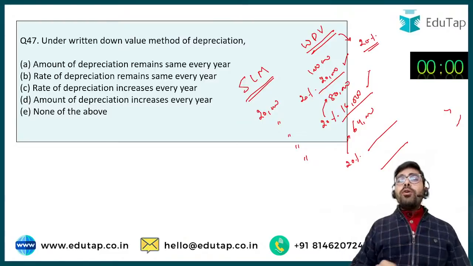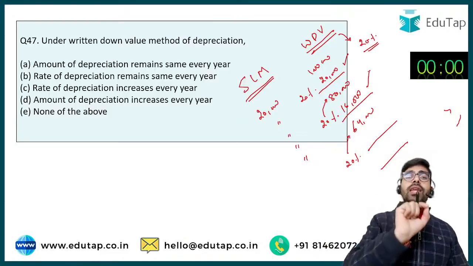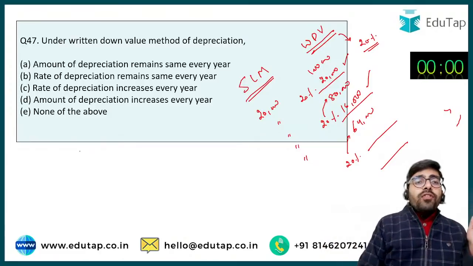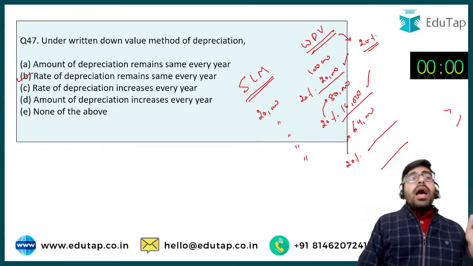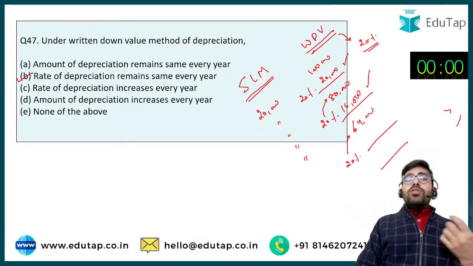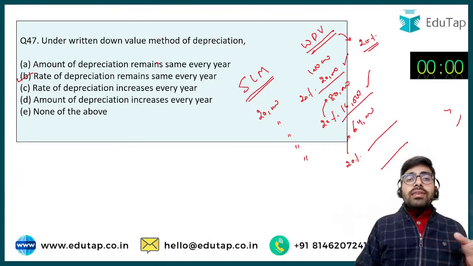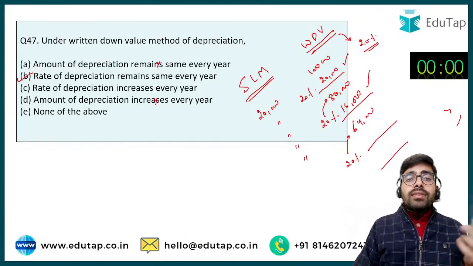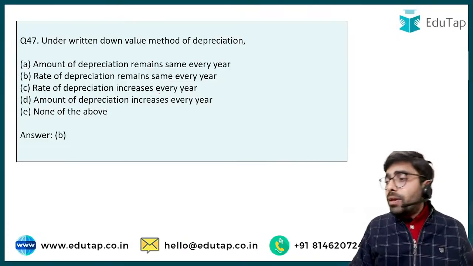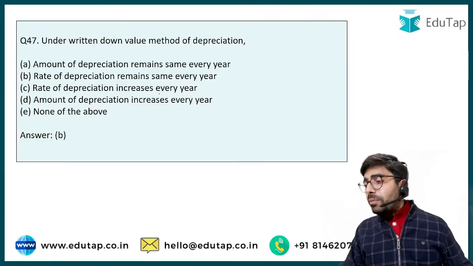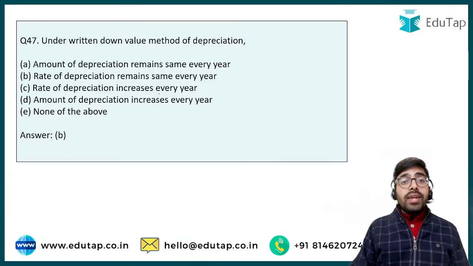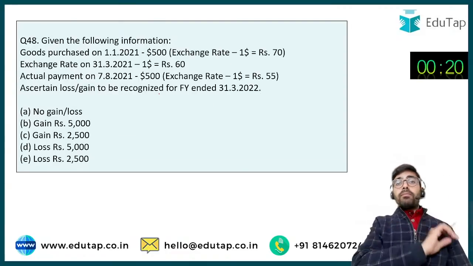But if I talk about the rate of depreciation, this rate of depreciation is 20% in all the years. So rate of depreciation it remains the same. Amount of depreciation it decreases every year. Okay, so amount of depreciation is going to decrease. That's why A is not going to be the answer, D is not going to be the answer, and correct answer is going to be option number B. So this is how you have to remember. Yes, we have a percentage which remains fixed under WDV method.